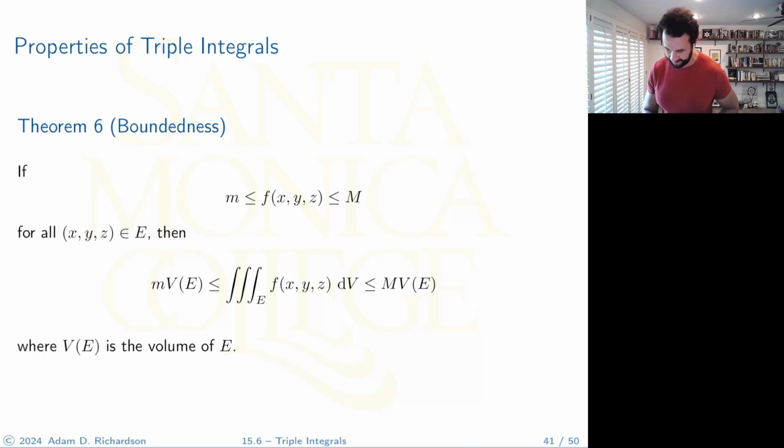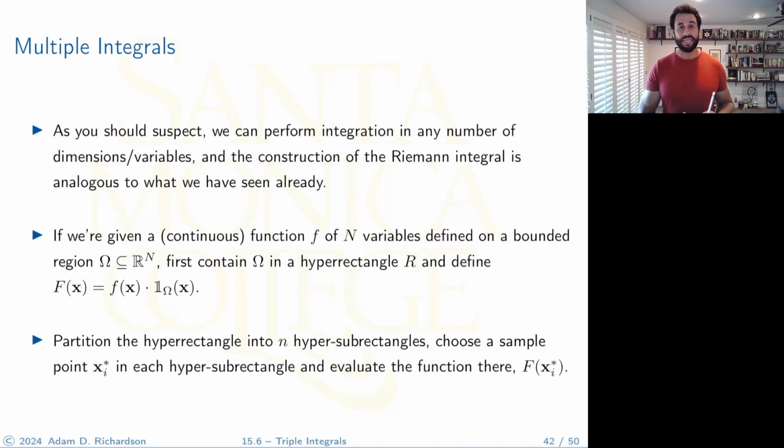Boundedness. All right. Now, all this being said, here's the fun part. I know I've been saying it. We might as well just lay it out and write it out and make it clear. All of this stuff extends to higher dimensions. So we can perform integration in any number of dimensions and any number of variables, and the construction of the Riemann integral is analogous to what we've seen already. So hopefully you are very comfortable with that construction and the mechanics of the Riemann integral, because now you get it for free for the rest. Like it's pretty much the same. So we'll go through it, and then you have it forevermore.